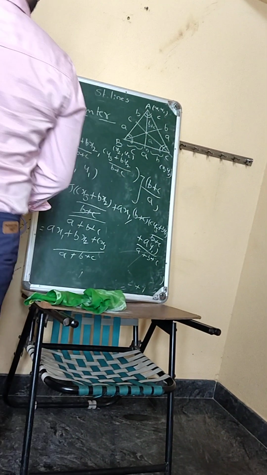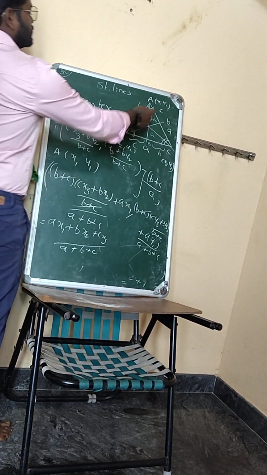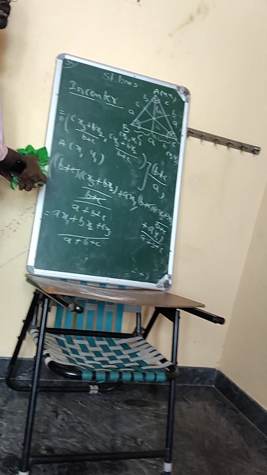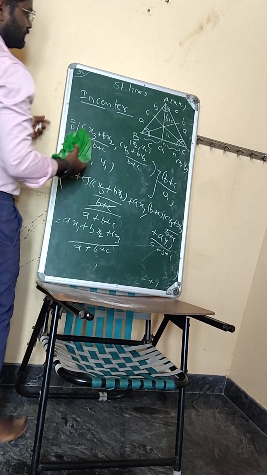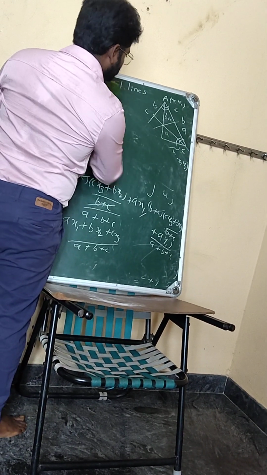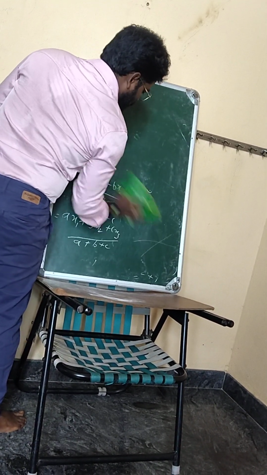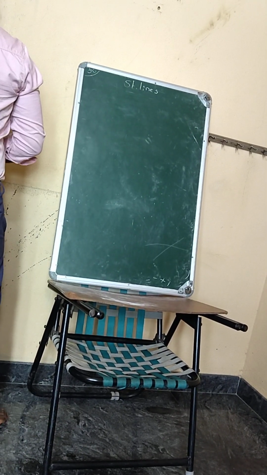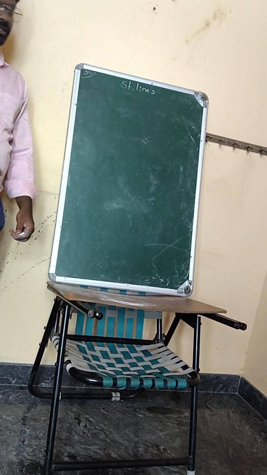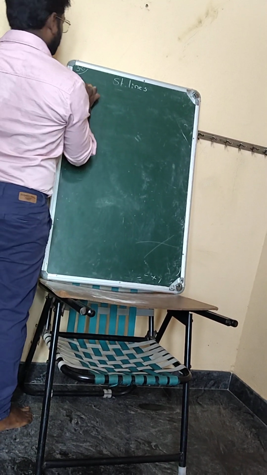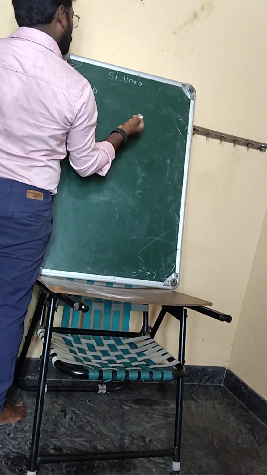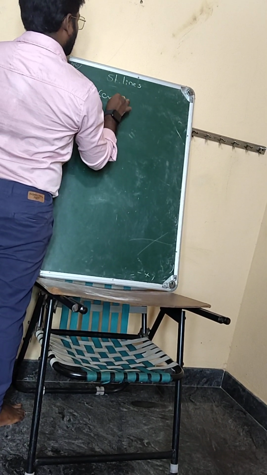What is the meaning of incenter? Incenter means angular bisecting meeting point. Formula: (a x1 plus b x2 plus c x3) by a plus b plus c. And next, small conditions, most important: orthocenter and circumcenter. What is the meaning of orthocenter and circumcenter? Then same, incenter also always inside, whether acute, obtuse, or right angle triangle.